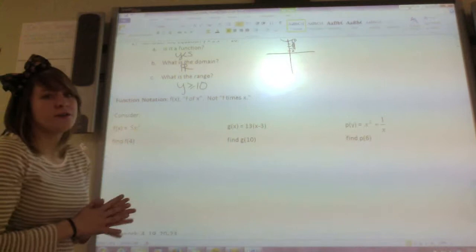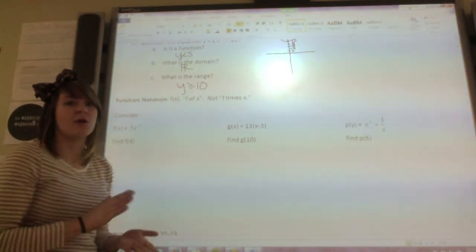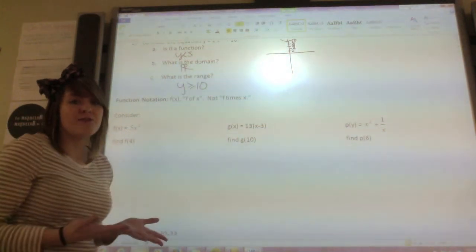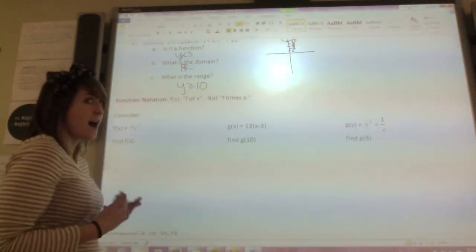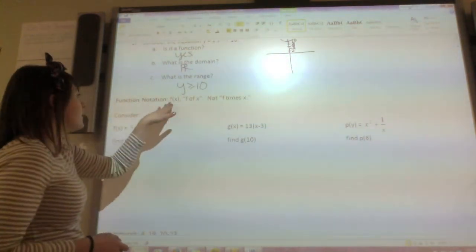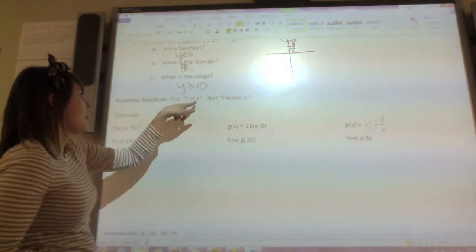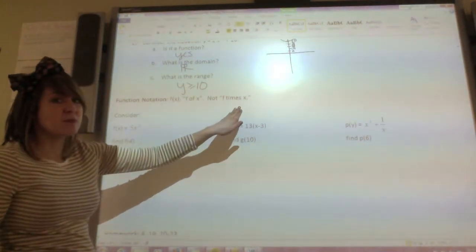We also have what's called function notation. This is basically just a different way to write functions so that it's not y equals. So when you have a function, you can refer to a function as f of x, or g of x, or h of x. Okay, that's called function notation. So f with the parentheses around x is read f of x. It's not f times x.